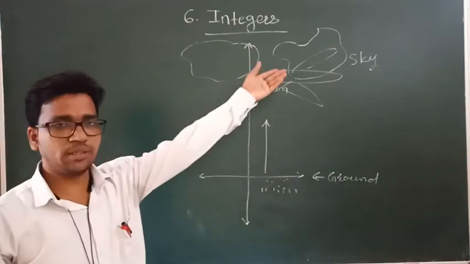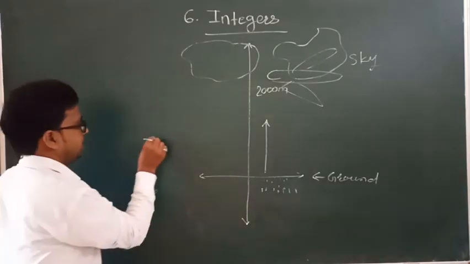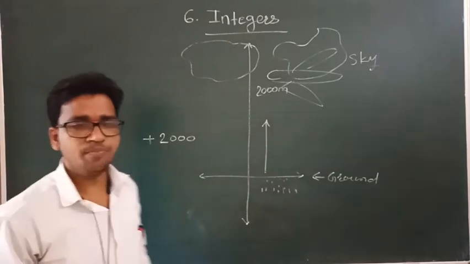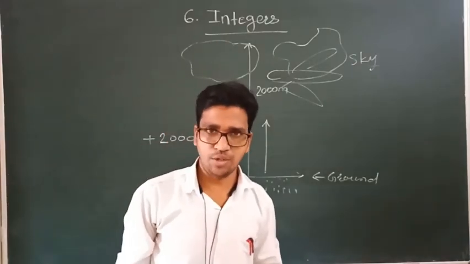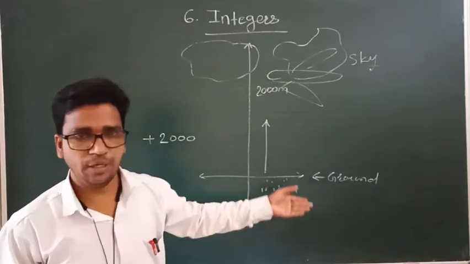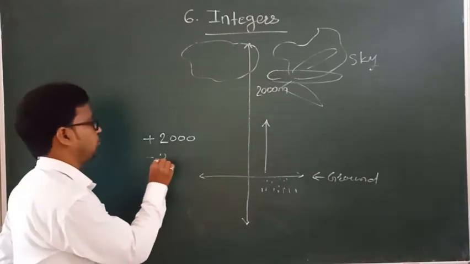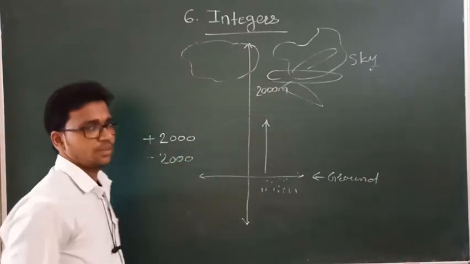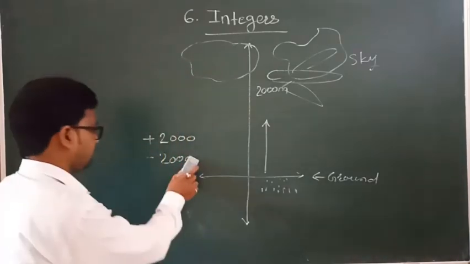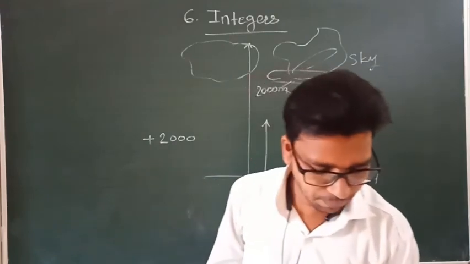So it is above the ground, so we write the sign before it. It is positive 2000. If we say below, or below the height of 2000, then it will be negative 2000. Below means negative, above means positive.